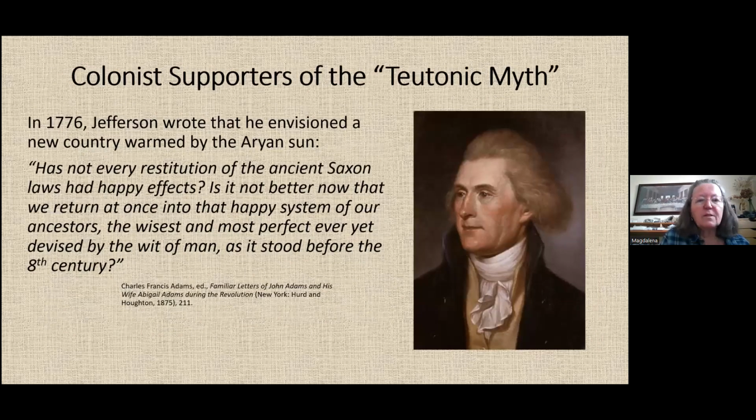In 1776, Jefferson wrote that he envisioned a new country warmed by the Aryan sun. And he says, has not every restitution of the ancient Saxon laws had happy effects? Is it not better now that we return at once into that happy system of our ancestors, the wisest and most perfect ever yet devised by the wit of man, as it stood before the 8th century? So he wrote this. This was in a letter, I think, to John Adams.